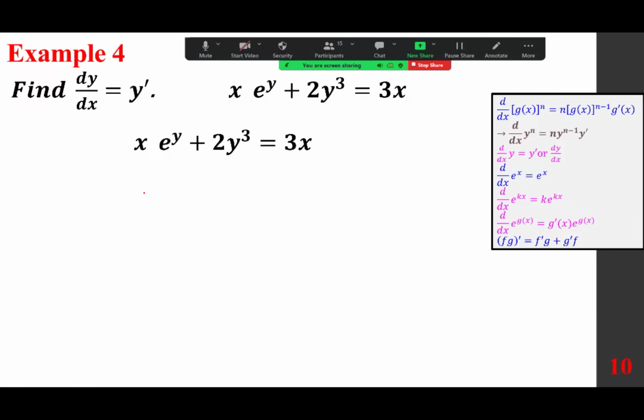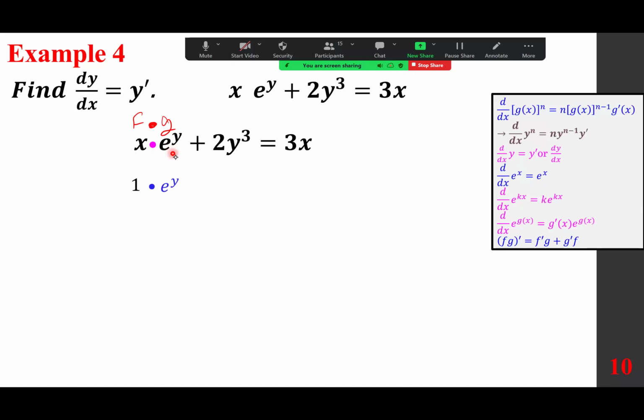All right, class. We are differentiating this, and we notice that the first one is x times e to the power of y. We put a raised dot in between, and we use the product rule, which means f prime, which is 1, times g, which is e to the power of y, plus g prime f.